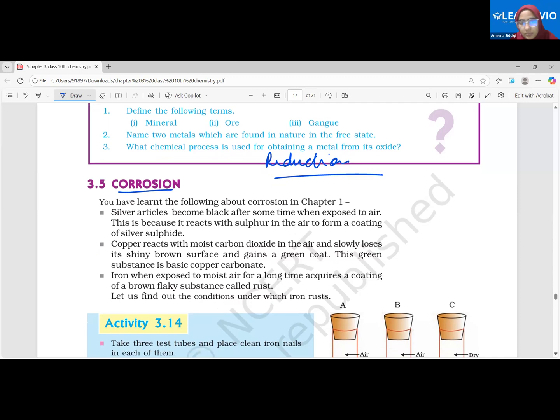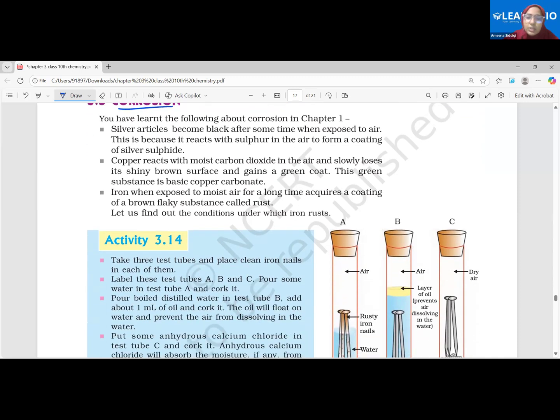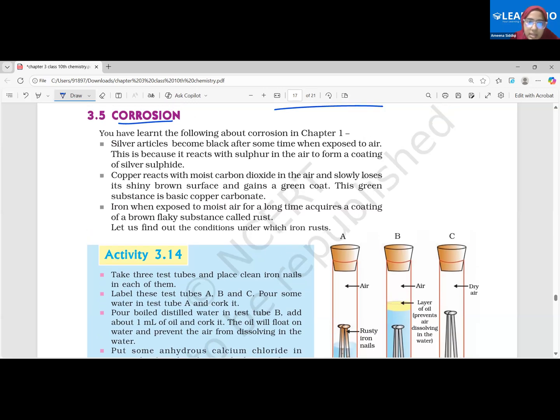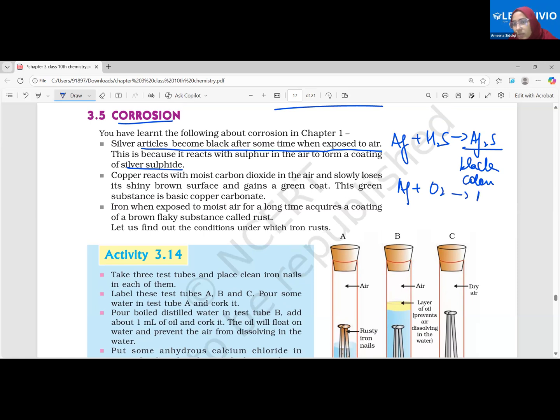Corrosion. Two to three we have already discussed in the first chapter, so we'll quickly go through this. Silver articles become black after some time when exposed to air. This is because they develop a layer of silver sulfide. Silver reacts with sulfur compounds present in the air and forms silver sulfide, which gives the black color. Or silver reacts with oxygen and forms silver oxide. It is called tarnishing of silver.